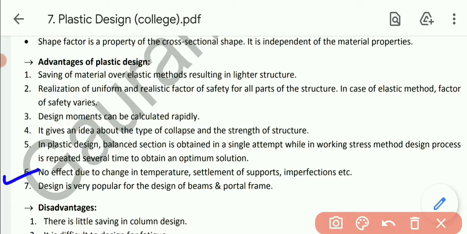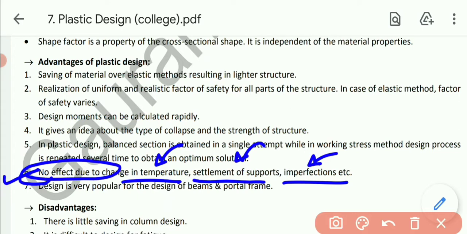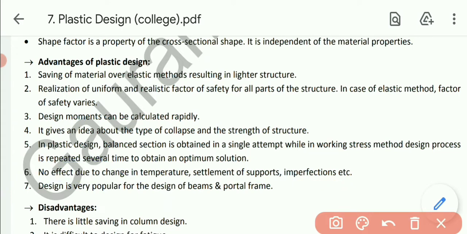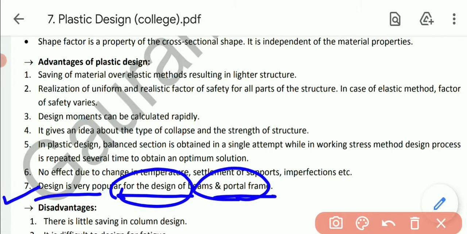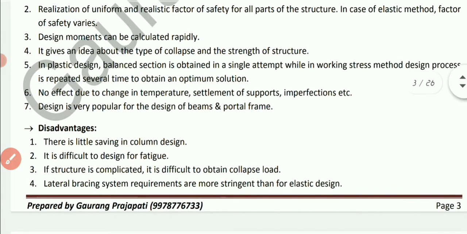Then sixth one, no effect due to the change in temperature, settlement of support and imperfection. So because of this criteria, say change in the temperature, settlement of support, or imperfection, there will be no effect on or change in the design. The last one, the design is very popular for the design of beams and portal frames. So it is useful, or we can say popular, for the design of beams and portal frames. Okay, so these were the advantages of the plastic design.